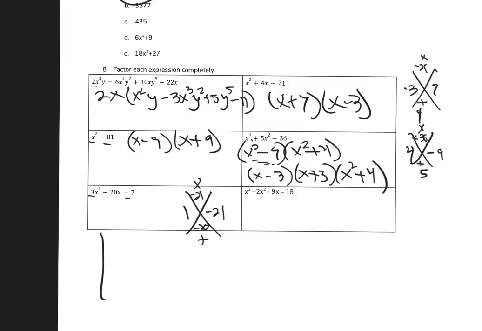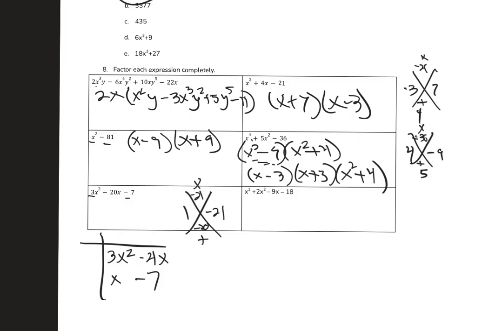Okay, so now we're going to set up a multiplication table, and we know that this is going to be 3x squared, and this is going to be negative 7. We also know we're going to have a negative 21x and a positive x, and those can go in either place. So let's just put this negative 21x here and positive x here.